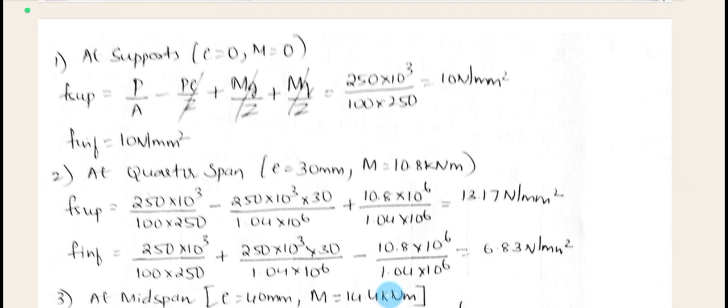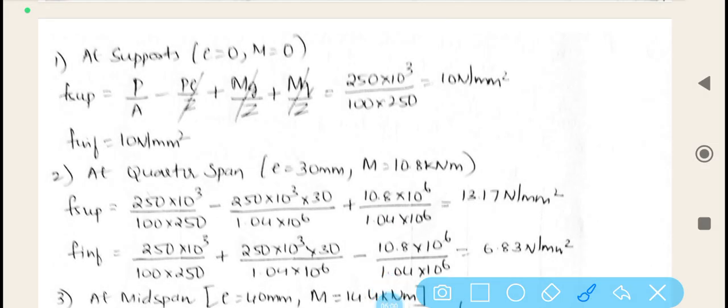We need to find out what is the stress distribution here. Let us take the f superior expression and f inferior expression for the simply supported case. At the supports we know that the eccentricity is 0 because the cable is coinciding with the neutral axis, and also the moment is equal to 0. You know that the bending moment at the support is 0. So all these expressions get cancelled out because the M value is 0 at the supports, and after substituting we get f superior as 10, f inferior as 10.